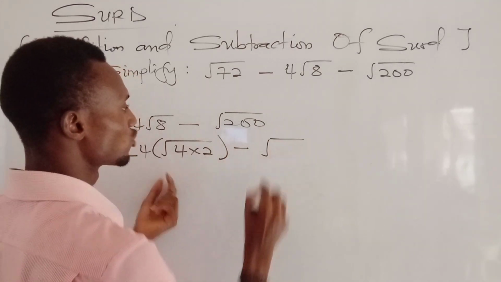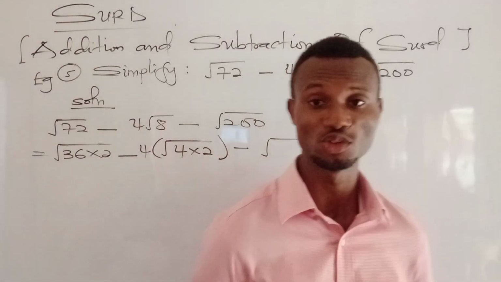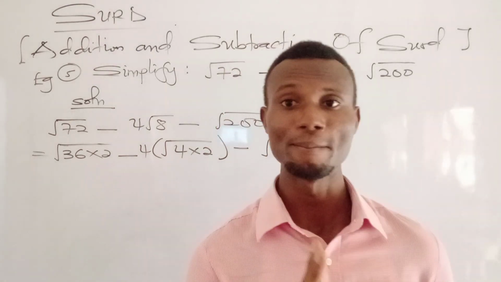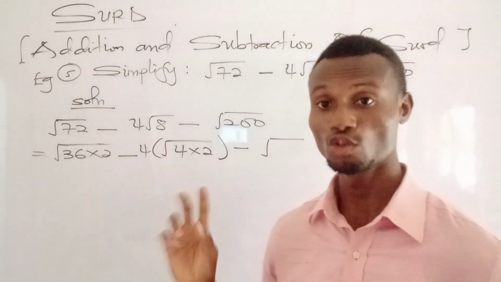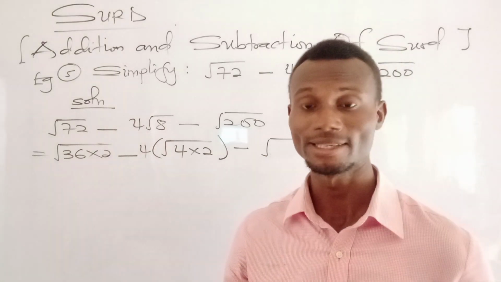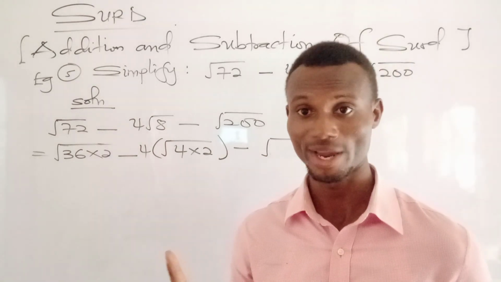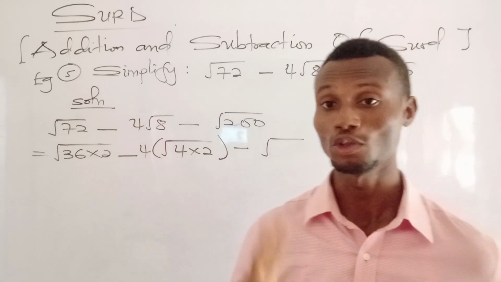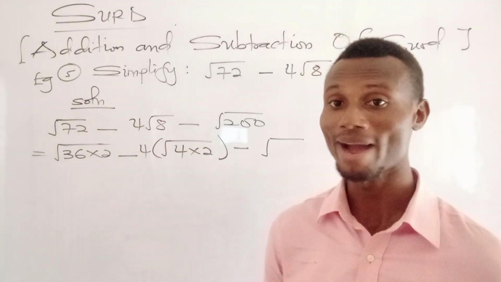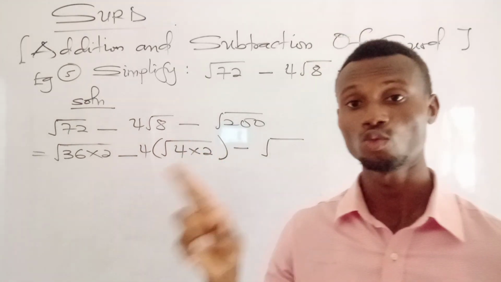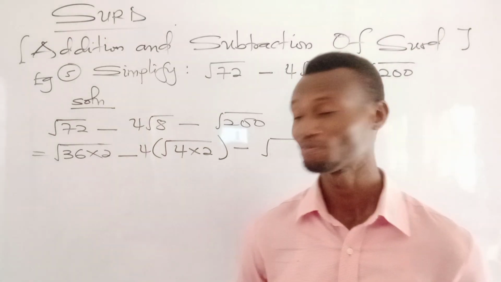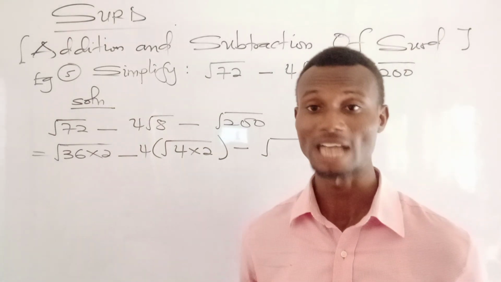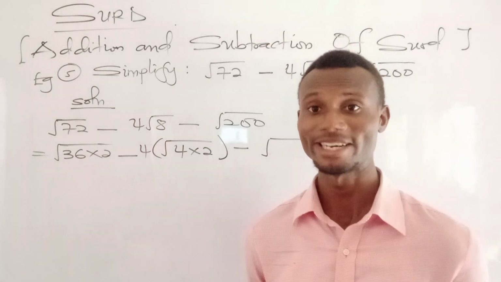Then the square root of 200 also, we are going to simplify it. So we are going to look for two numbers that can multiply to give you back the 200, but one of the numbers needs to be a perfect square. You can think of 2 times 100. 2 times 100 is simple to use.